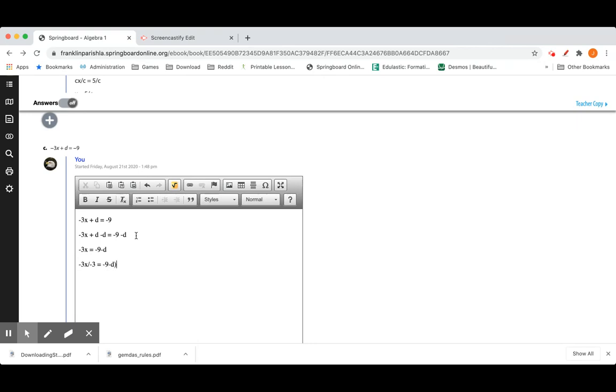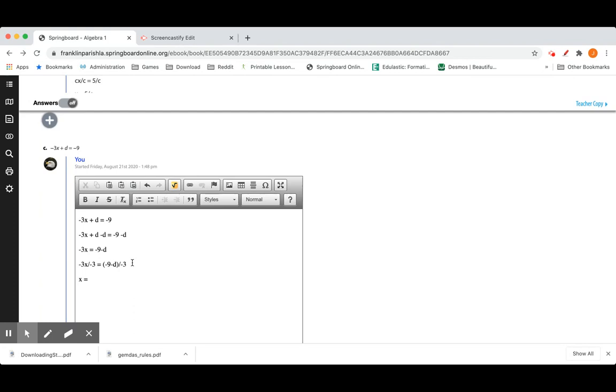I want to divide this whole thing by -3. Well, I'll save the or for just a second. Hold on. -3 divided by -3 is 1, so that's x. Now, we can leave it like this, -9 minus d divided by -3.